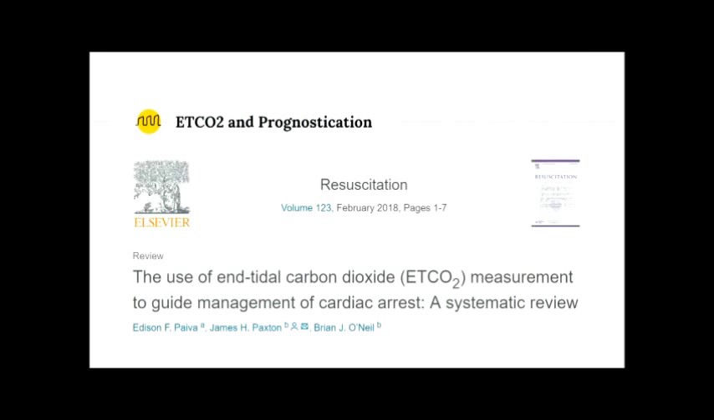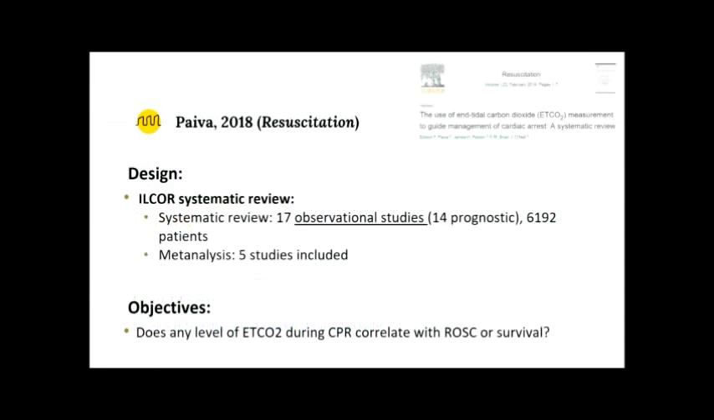I think the best structured review was actually just published this month in Resuscitation by the PEVA group. It's looking at end-tidal CO2 to guide management of cardiac arrest, and it was a systematic review. They included 17 observational trials, with 14 of them being prognostic, for a total of over 6,000 patients. And out of those 17, there were 5 studies where there was a sufficient amount of end-tidal CO2 data points to then do a meta-analysis on it.